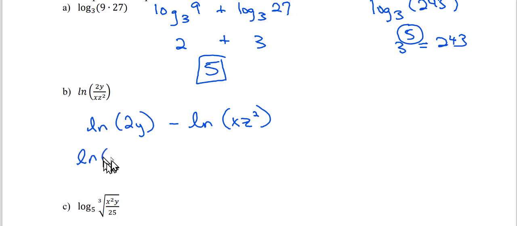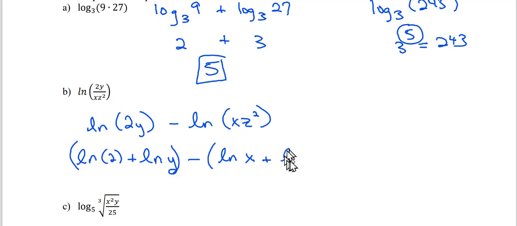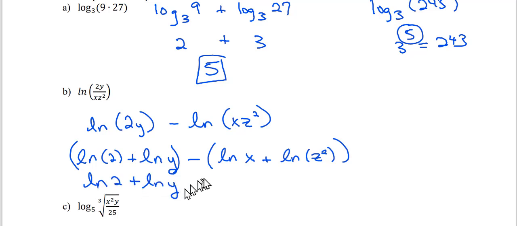Now I have the natural log of 2 plus the natural log of y for this first part because of that product. So that's what that breaks into. This one is going to be the natural log of x plus the natural log of z squared. Product will break into addition between 2 logs. Natural log of 2 plus the natural log of y.